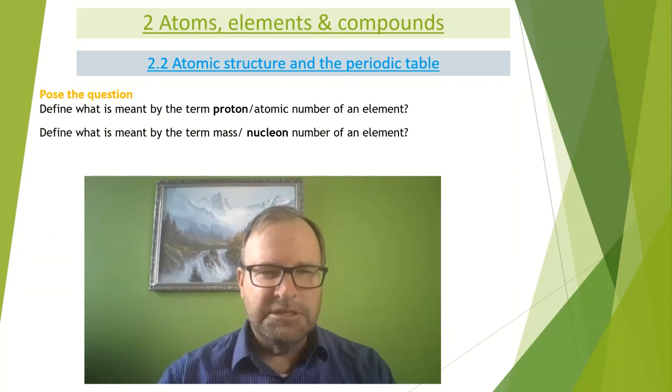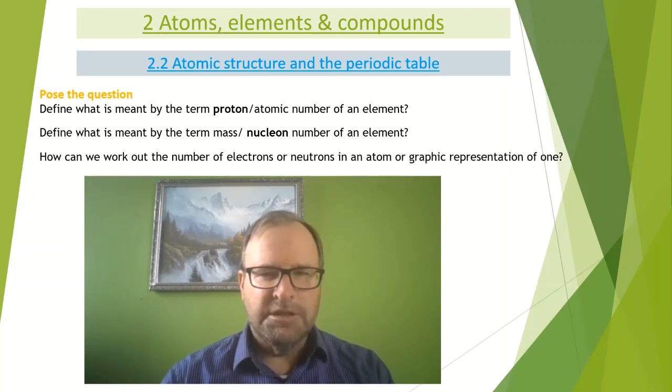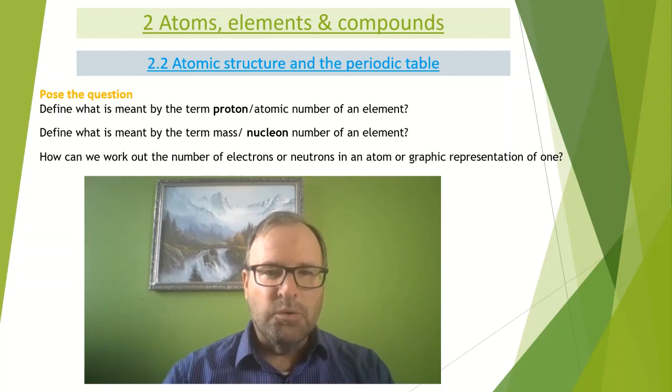The second question I'd like to pose is: define what is meant by the term mass number or nucleon number, sometimes known as the atomic mass number of an element. What is meant by that term? And the third question, if you know those previous two, you should be able to do this already. How can we work out the number of electrons or neutrons in an atom, or a graphic representation of one, or a diagram of an atom? So how can we work out those essential numbers?